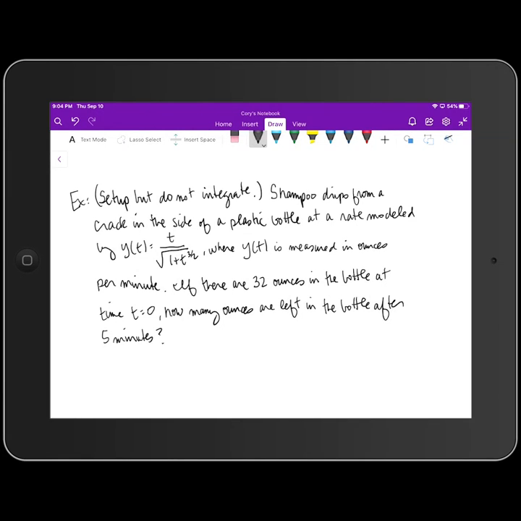All right, so we have one final example to finish off our lesson from section 5-4. The directions ask us to set up, but do not integrate for this problem.